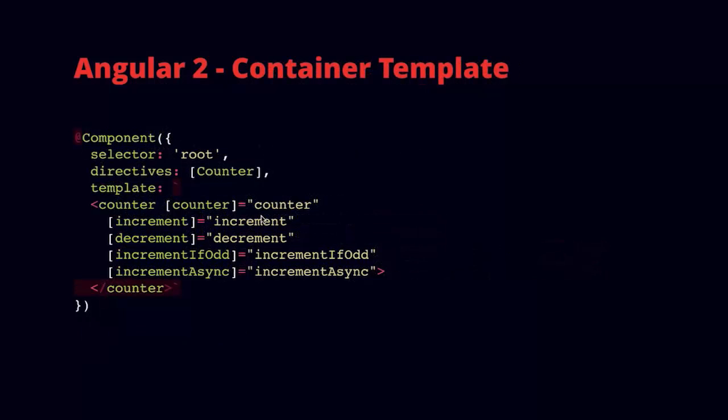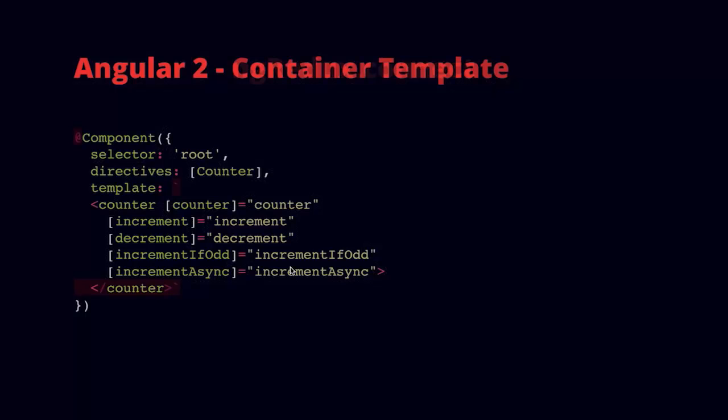The next thing that we'll want to do is create our container component. This could be a component that is living on the top level of a route. And this is the component that knows about Redux, it knows about the state and how to dispatch actions. And using the new Angular 2 syntax, we're passing in a counter and then also some events to increase or decrease the value.